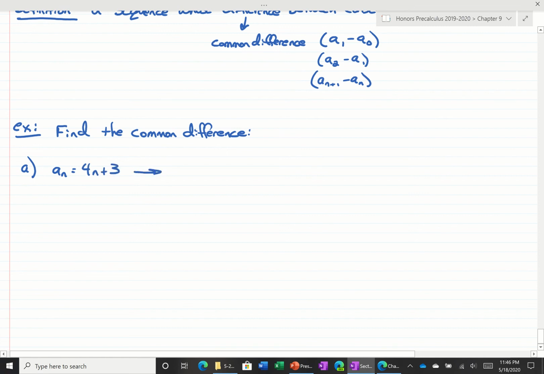Well, the first term, second, third, right? Let's see here. The first term would be 4 plus 3 is 7. Then 8 plus 3 is 11. Then 12 plus 3 is 15. Looks like the common difference here would be 4.